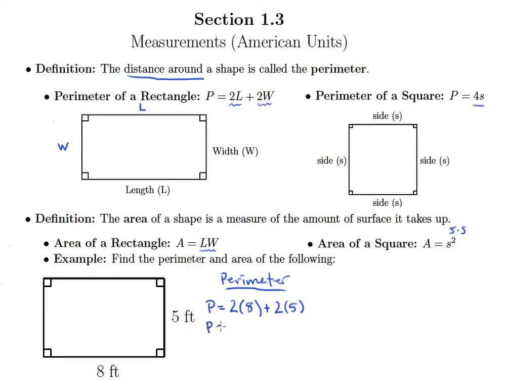And we know, of course, we need to multiply these first. So 2 times 8 is 16. 2 times 5 is 10. So adding those together gives me that we have the perimeter of 26 feet.